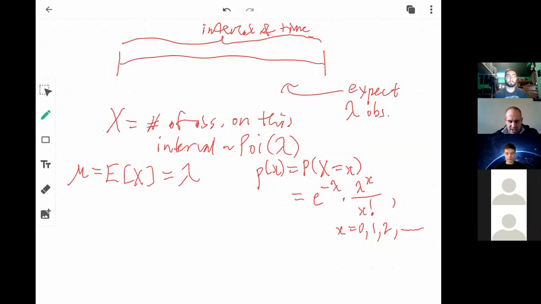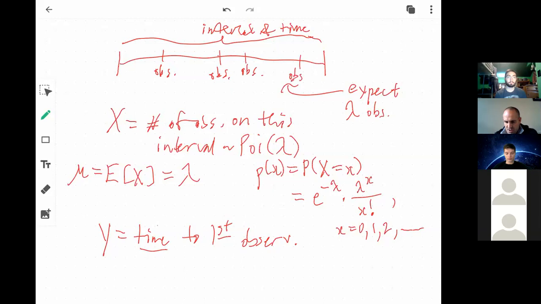Okay, so if I define y equal to the time to the first observation, that is, if I have an observation here, a car goes by here, then another observation right here, and another one up here, then y would be this amount of time right here that passed until the first observation.